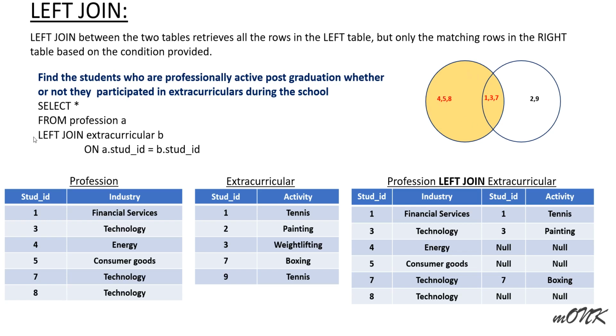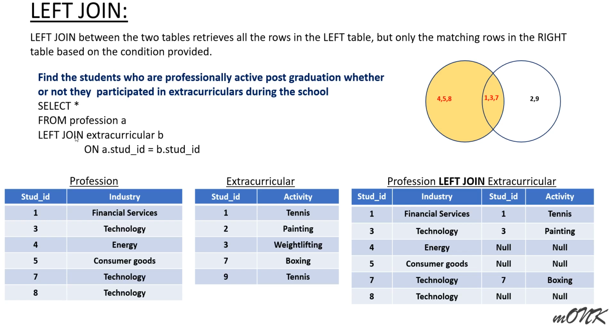So the SQL query would be like: select asterisk. We want all the information from the profession table. A is the alias for profession, and here, pay attention, we are putting in left join. This is the area where we write the kind of join we want to make. In this case, we want the left join because we want all the rows from the profession table.